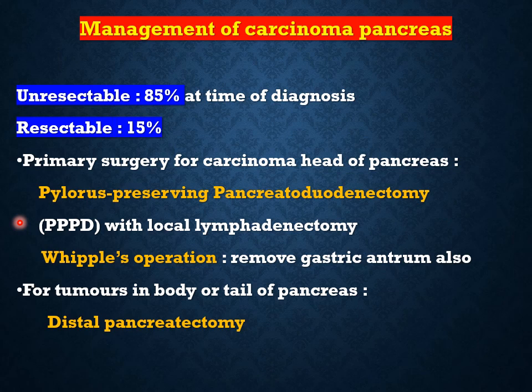So you do a pylorus preserving pancreatoduodenectomy with local lymphadenectomy, or a Whipple's operation, where there's removal of the gastric antrum together with the pancreatoduodenectomy. This is a more major operation compared to the PPPD, which is a bit more conservative approach, where the pylorus is left intact. The operation for tumors of the body or tail of the pancreas is a distal pancreatectomy.